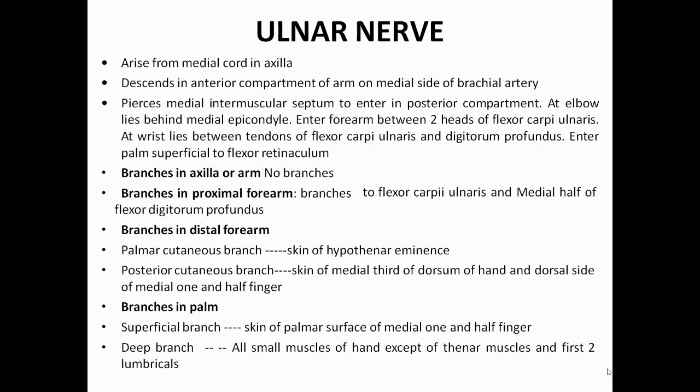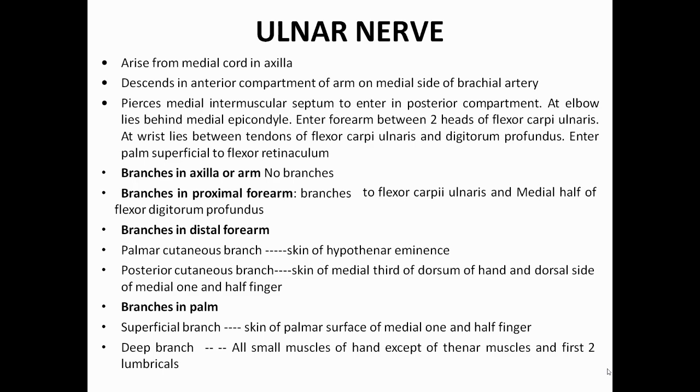Now we will see the ulnar nerve. It arises from the medial cord in the axilla, then descends in the anterior compartment of the arm on the medial side of the brachial artery and pierces the medial intermuscular septum to enter the posterior compartment. At the elbow, it lies behind the medial epicondyle, enters the forearm between the two heads of the flexor carpi ulnaris, and at the wrist lies between the tendons of flexor carpi ulnaris and flexor digitorum profundus and enters the palm superficial to the flexor retinaculum.